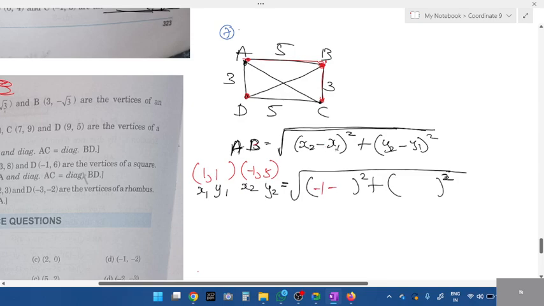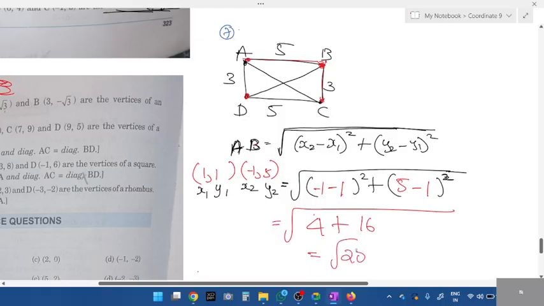Minus 1 minus, what is x1 given? Is it plus 1 or minus 1? What should I write? Next. Tell me the calculation. What is minus 1 the whole square? What is 4 plus 16? Root 20. Simplify root 20.